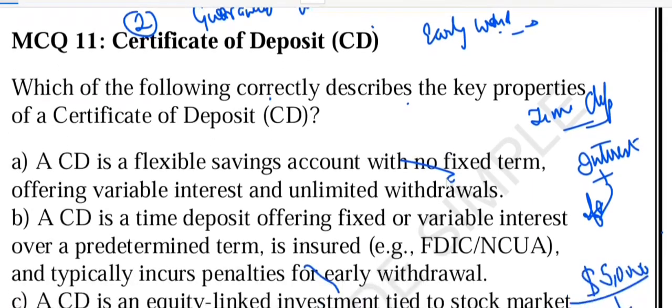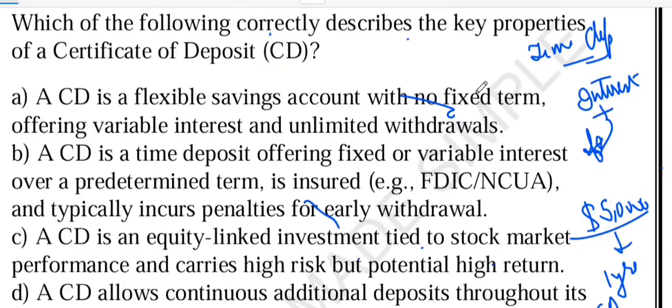So friends, let's look at the options. Option A says it is a flexible saving account with no fixed term. This is completely incorrect because CDs have a fixed term and penalties. It says unlimited withdrawal. No. There are penalties for early withdrawal. Option B says it is a kind of time deposit offering fixed or variable interest over a predetermined term and is insured and typically incurs penalty for early withdrawal. Yes, completely correct. B is the correct one.